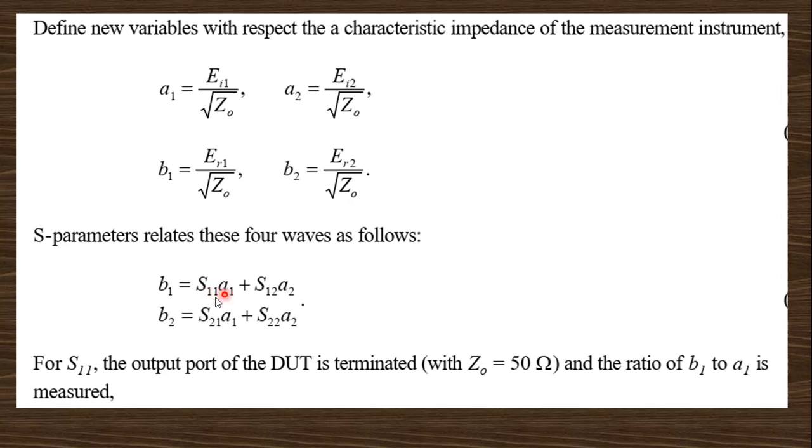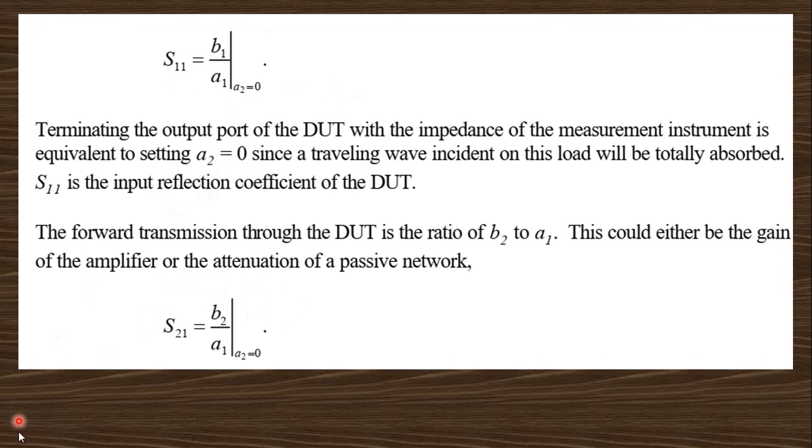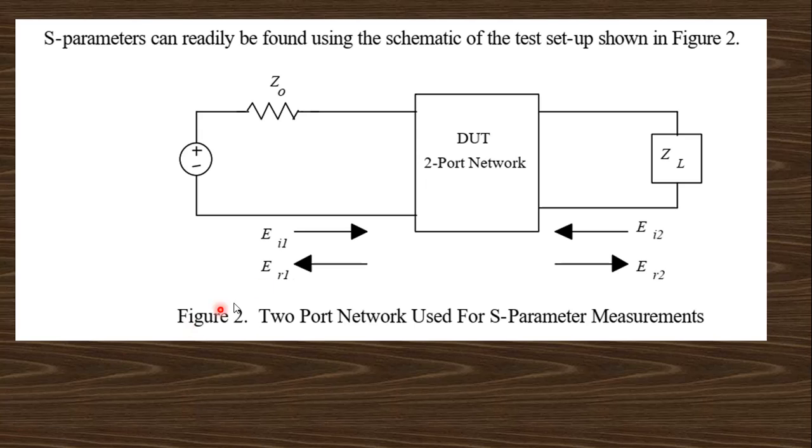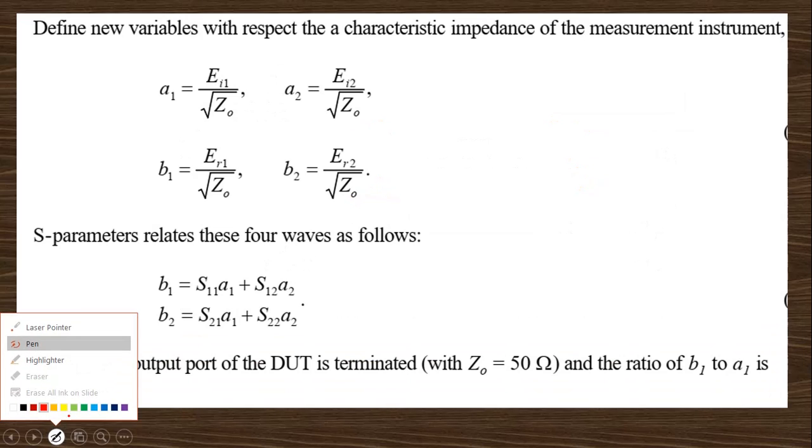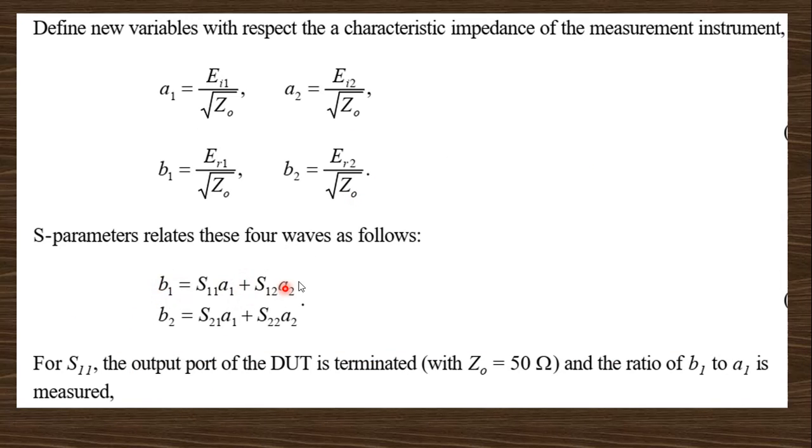This S is defined like that because you take this as a combination. So S11 will be B1 by A1 when A2 is 0. B1 by A1, and A2 is 0, since the traveling wave is totally absorbed by the load, B2 is 0, which means there is no transmission. You can see here there is A1, A2, B1, B2. I think you remember this diagram: A1, A2, B1 the reflected part, and B2 the reflected part, right? So you can see here S11 was nothing but B1 by A1, with A2 is 0.